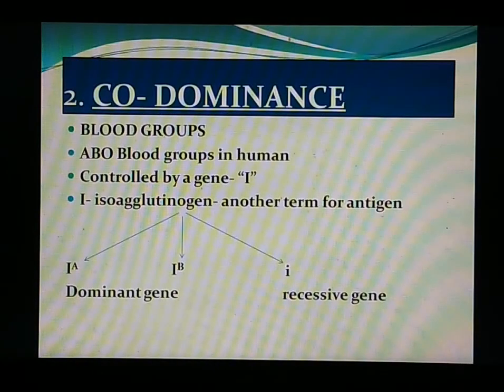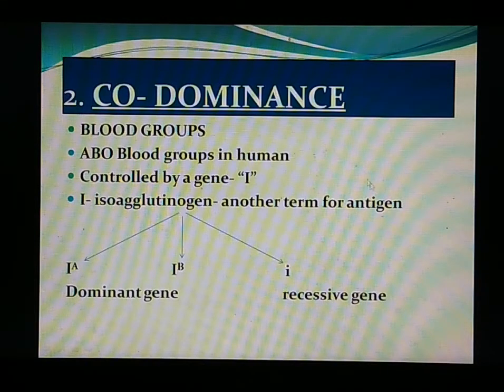Next is about codominance, which goes against Mendel's law, we can say, which doesn't follow the Mendelian rule. And this we can see in the blood groups. Now we know that in the human population there are three types of blood groups, namely A, B and O blood group. And these blood groups are controlled by a gene called I, okay. So this I stands for isoagglutinogen, that is another term for antigen.